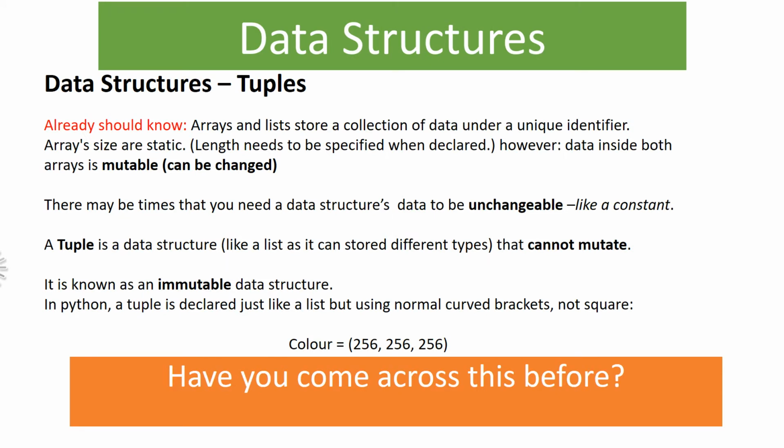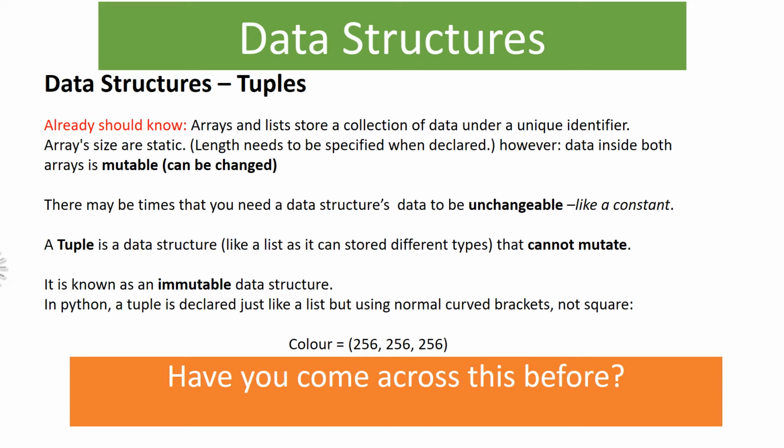Now you should already know what an array is. An array and lists actually store collections of data under a unique identifier or a name. Remember, arrays are static in size. They can't grow or shrink whilst the program is running, whereas lists are dynamic. They can get larger or smaller. With an array, their length needs to be specified when declared. However, data inside is mutable. That means it can be changed.